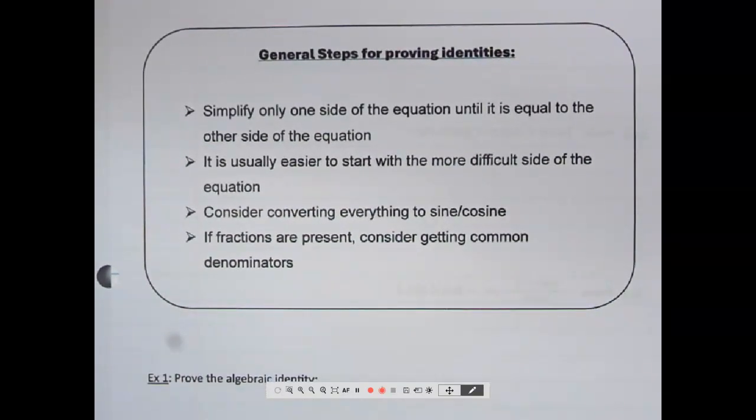So step 1, simplify only one side of the equation until it equals the other side. It is usually easier to start with the more difficult side of the equation. Consider converting everything to sine or cosine. If fractions are present, consider getting common denominators. Okay, so let's look at the first one.